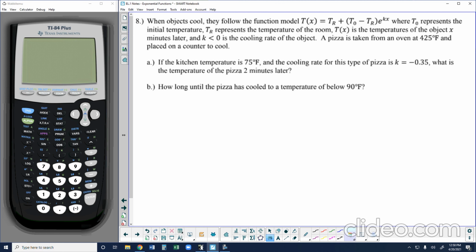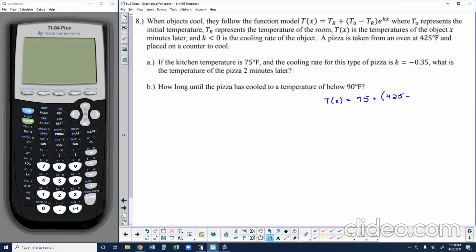So what we're going to do is substitute into the function of T of x. T of x is equal to T sub r, which is the temperature of the room. This is the temperature of the pizza after we're removing it from the oven, the new location. The temperature of the room is the new location, so that's going to be 75 degrees Fahrenheit. We are going to add to this T sub 0, which represents the initial temperature. If the pizza is in the oven at 425 degrees, and it's been there for an extended period of time, we're going to assume that the pizza initially has that same temperature, 425 degrees.